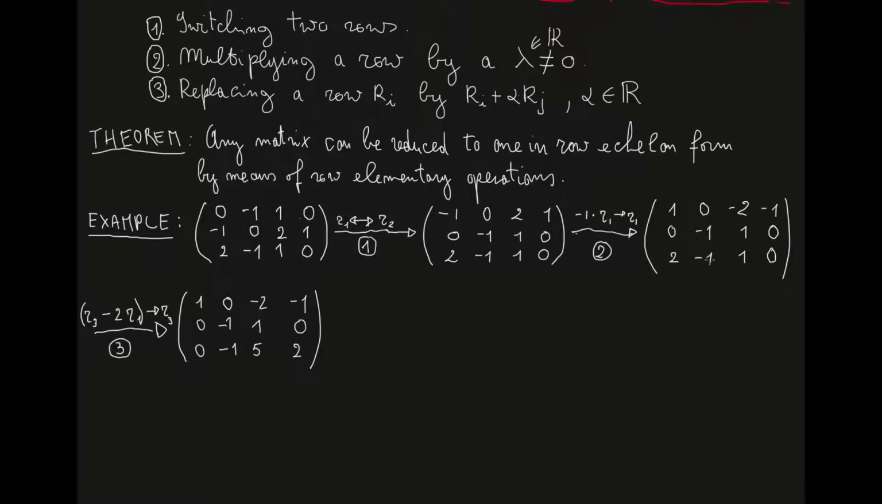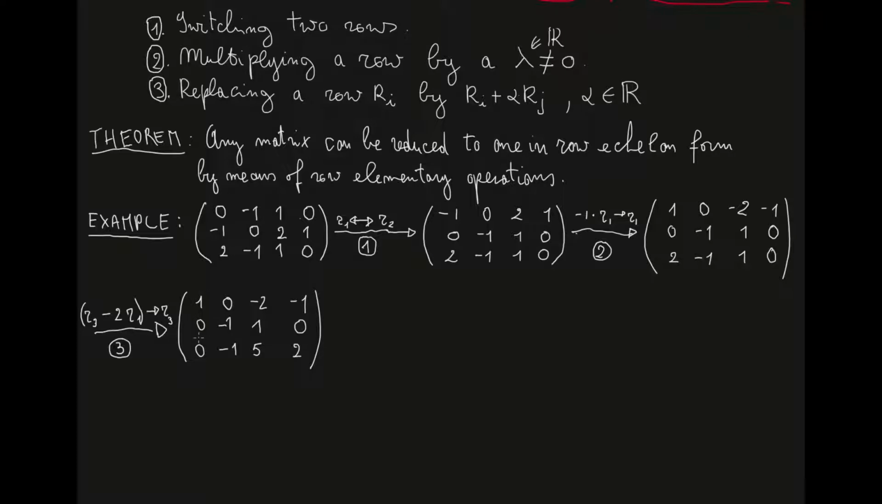And then -1 plus -2 times 0 is -1. Then 1 plus -2 times -2 is plus 4, which is 5. And then we have 0 plus -2 times -1, which is plus 2, as 2 is here. Now we see the situation is better than before. We have the first two rows again in row echelon form as before.